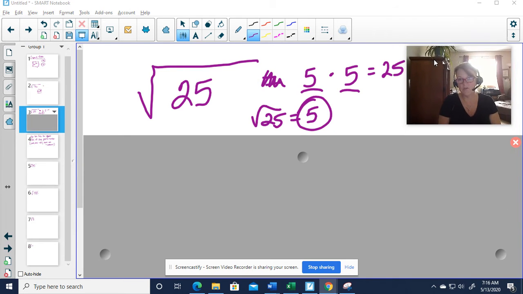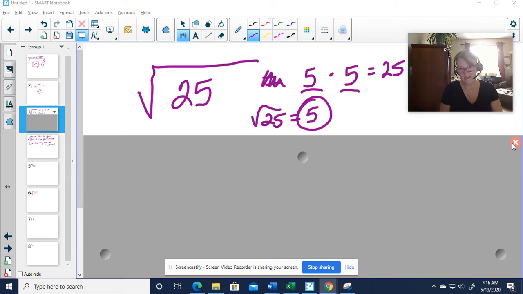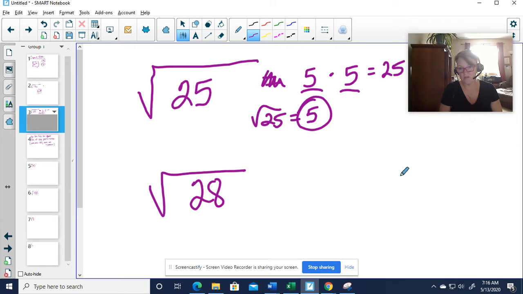There's your answer, because 5 times 5 is 25. Now, that's what you were working on yesterday. Getting familiar with that, especially with some of those perfect squares. But what about a number like 28? If I gave you 28 Cheez-Its and I said make a square, you can't. Not with whole numbers.